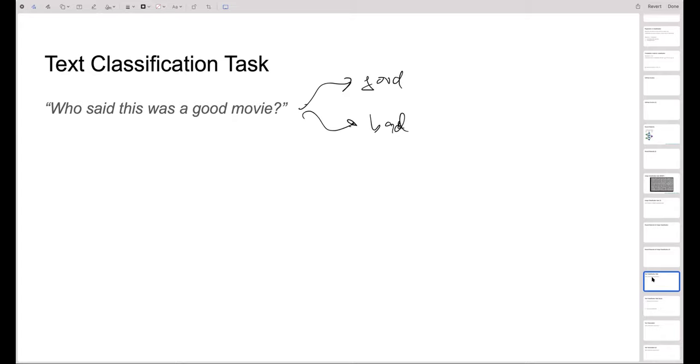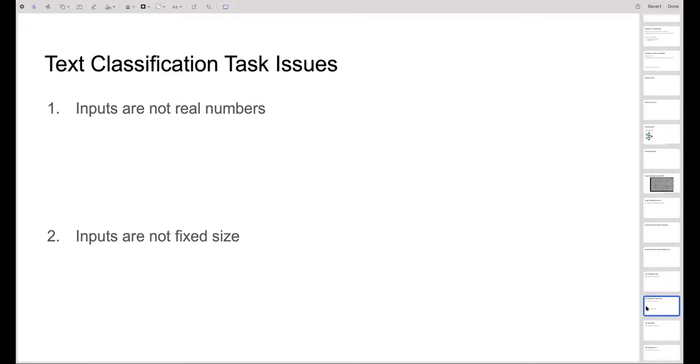But then the problem here is actually not on the output side, but the input side. Can you guess what the problem with the input side is? There are actually two problems. Number one, the fact that inputs are not real numbers. Of course, you can think of it as real numbers if you transform this into ASCII numbers, but these ASCII numbers are so not intuitive that it's really hard to use. So text is not really real numbers, and you cannot really use these inputs easily.